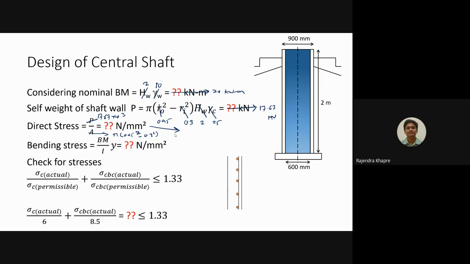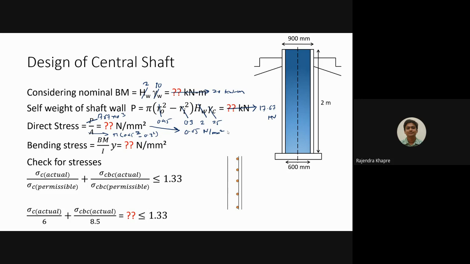Anyone? Direct stress in the concrete? 0.05. 0.05, very less, isn't it? Newtons per millimeter square. Someone please cross check.